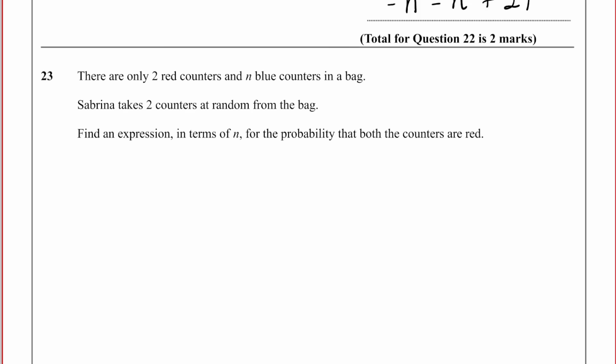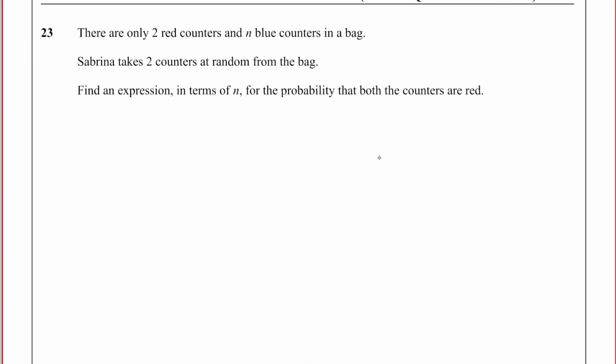Question 23. There are only 2 red counters and n blue counters in a bag. Sabrina takes 2 counters at random from the bag. Find an expression in terms of n for the probability that both counters are red. So we've got 2 red, n blue. So we've got 2 plus n, or n plus 2 in total. So what's the chance of the first counter being red? We've got 2 red out of n plus 2 in total.